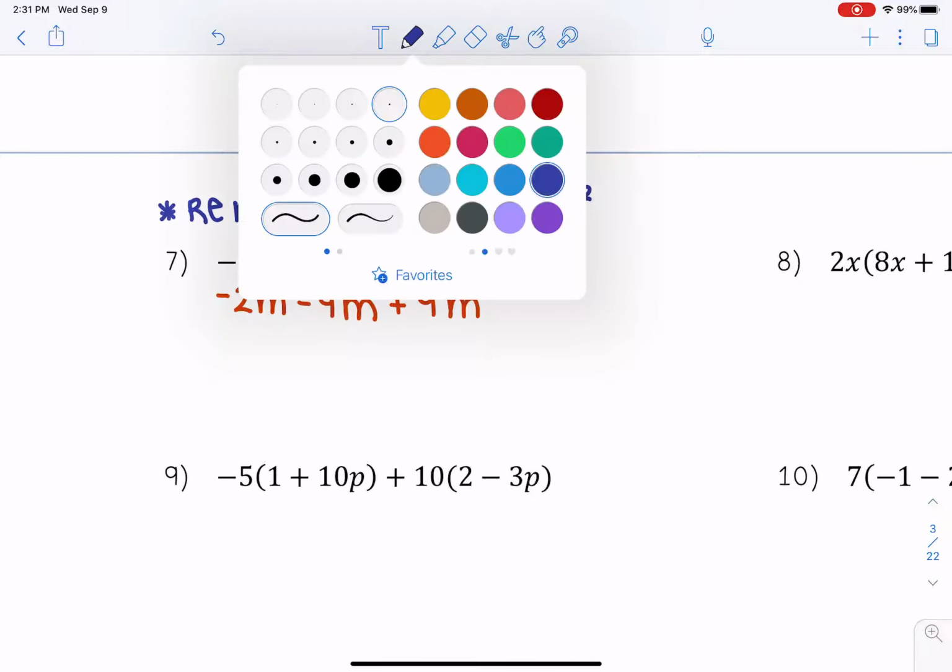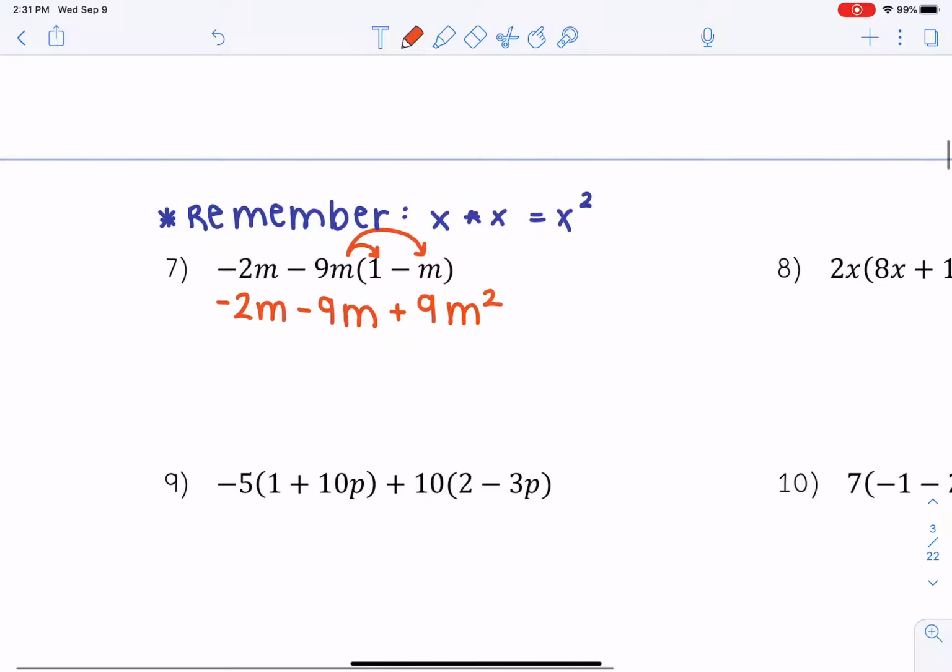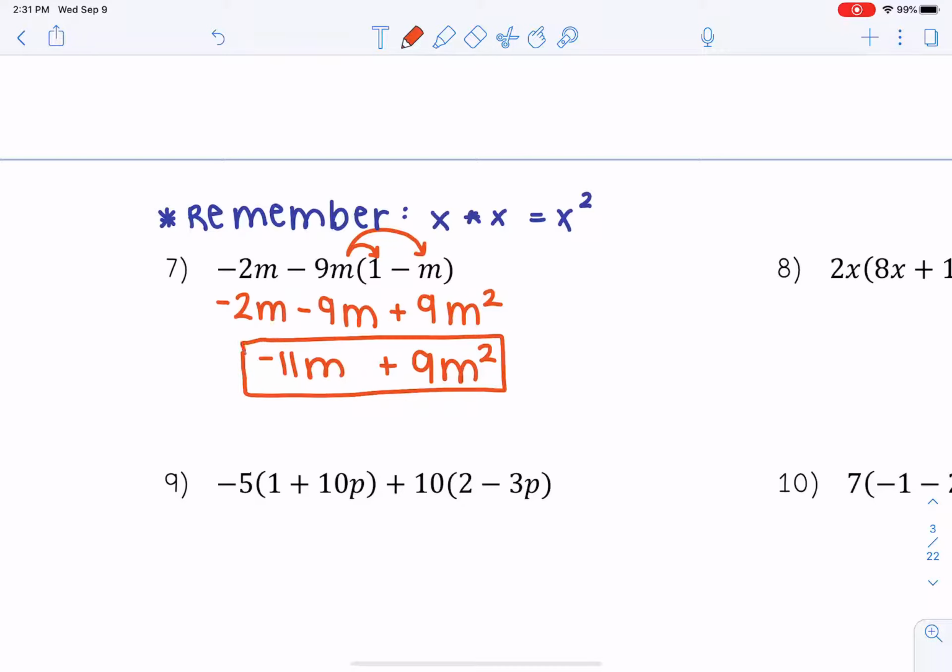So now let's continue on. We get negative 2m minus 9m is a negative 11m plus 9m squared. We can't combine these last two terms because they're not like terms. One has an exponent of 2 and one really has an exponent of 1 right there.